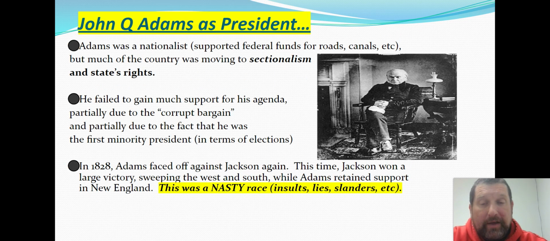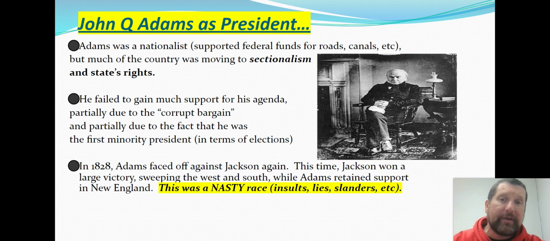When JQA becomes president, again, a National Republican, he's seen as kind of a nationalist. He supports a lot of federal programs. Remember, he's the son of the great Federalist John Adams. Prior to becoming a Republican, he was a Federalist, right? And Federalists had always grounded themselves in the belief of a strong, even if arguably too strong or overreaching, federal government. So he naturally supports federal funds for roads, for canals, for all sorts of federal spending.